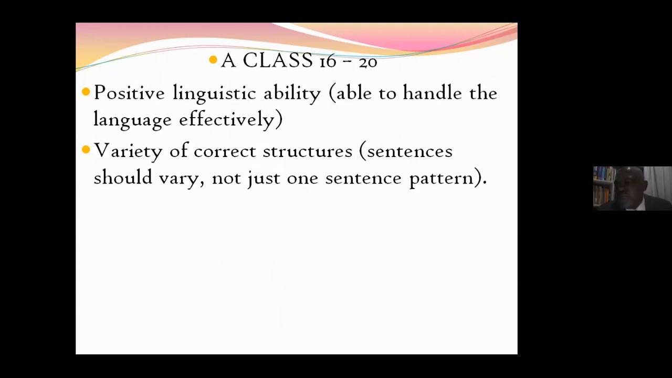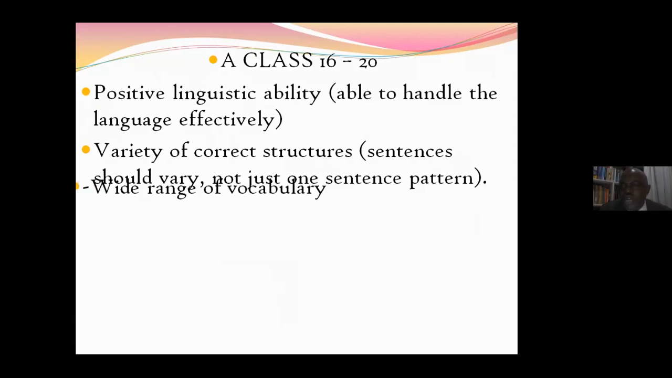I always give an example of comparison. If the learner is just using the comparative, for instance, my mother is taller than my father, my brother is darker than myself, that's a comparative. That will give you an impression that this learner does not know that under the structure comparison, there are three ways in which you can compare things. You can use the comparative, you can use the superlative, you can use as. So it gives you an impression, okay?